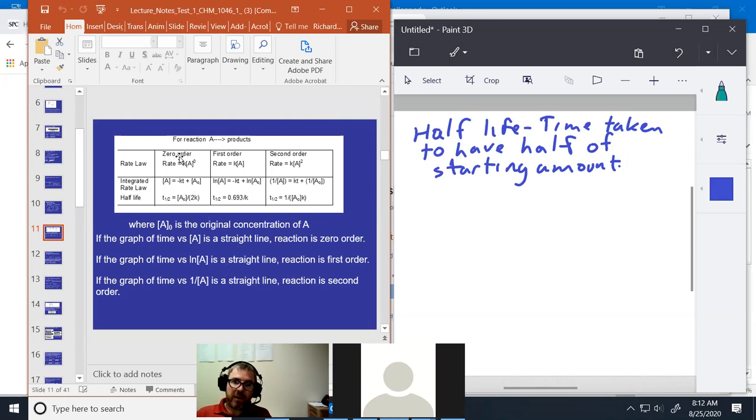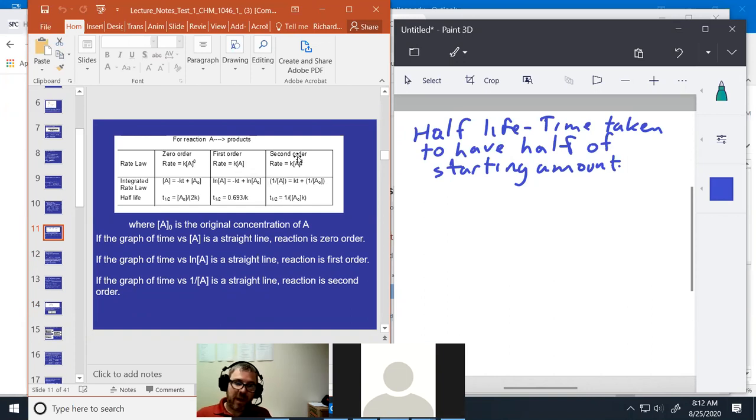So what I've got here are 0, first, and second order reactions, and these are the rate laws for that. So rate equals k[A]^0, which is effectively k. For first order, rate equals k[A]^1, and then for second order, rate equals k[A]^2. Right, so that's what we're looking at for the standard rates.